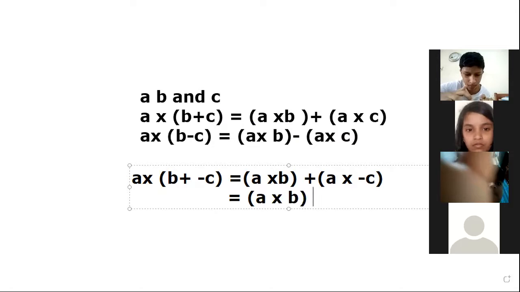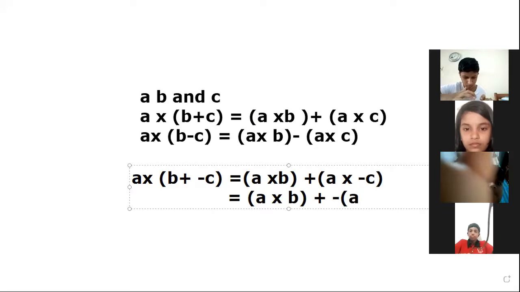Then what about A into minus C? When we multiply a positive integer with a negative integer, the result should be negative. That is, it is minus of A into C. When a positive and a negative sign come together, should it be positive or negative?